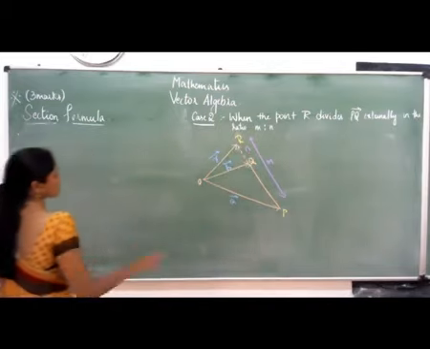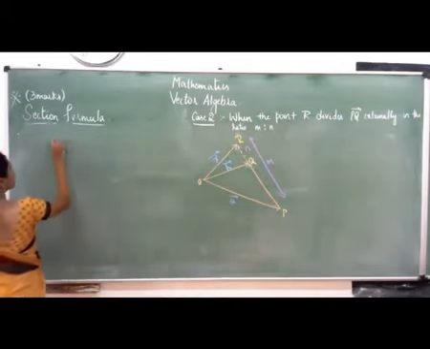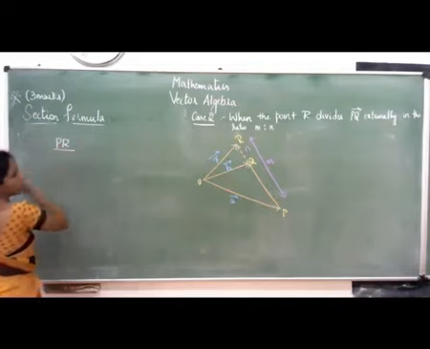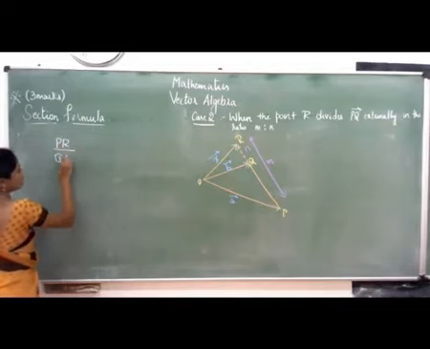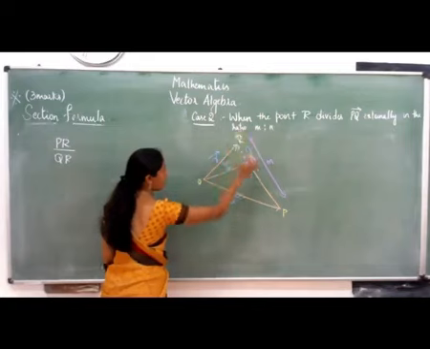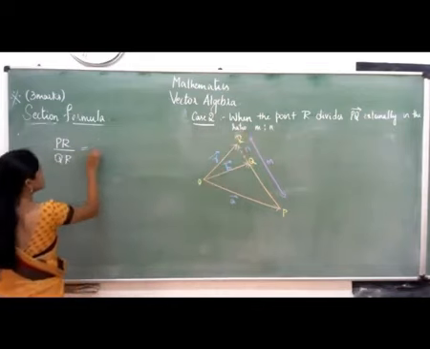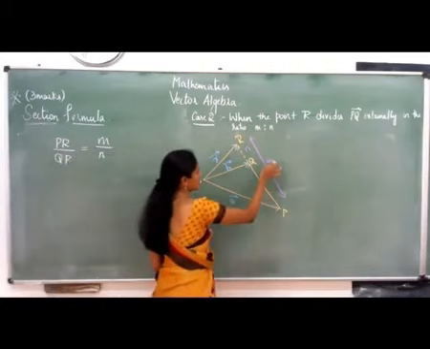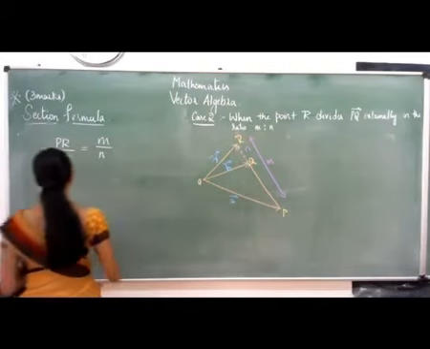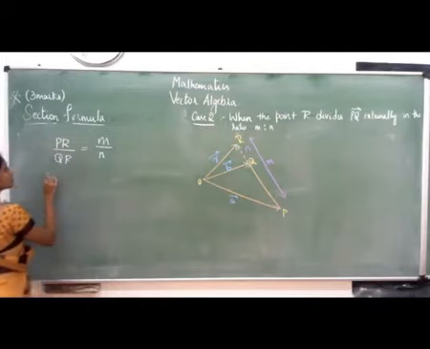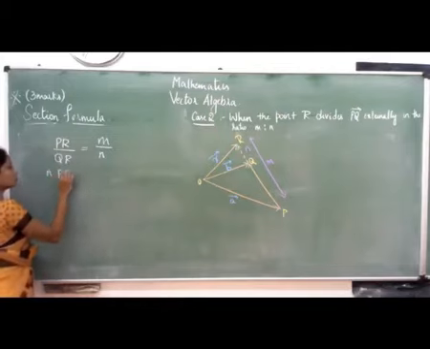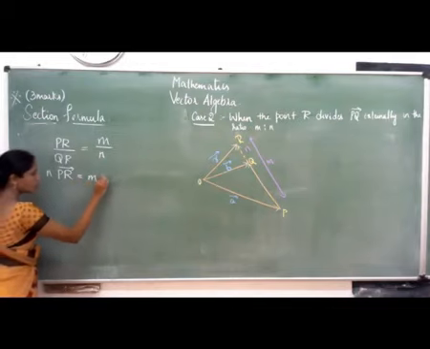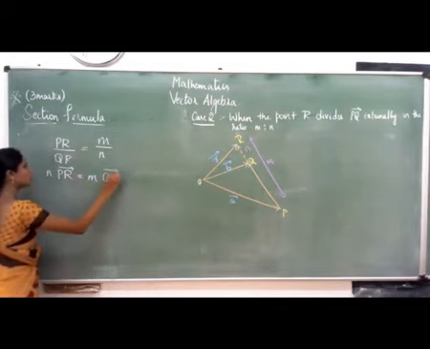So let us write the ratio of the line segment. PR by QR is equal to m by n. So PR is m and then QR is n. So this will be n into vector PR is equal to m into vector QR.